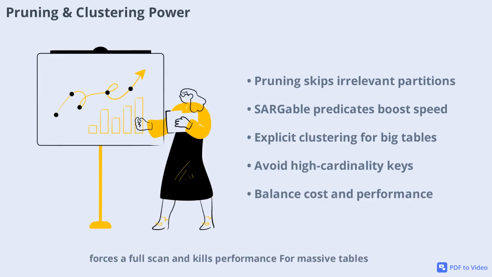For massive tables, clustering keys become essential. Natural clustering happens when data lands sorted, but for multi-terabyte tables with complex filters, explicit clustering keys help keep related data together. Snowflake manages reclustering in the background, but remember, high cardinality keys can trigger costly reclustering cycles. Always balance scan savings with maintenance costs.